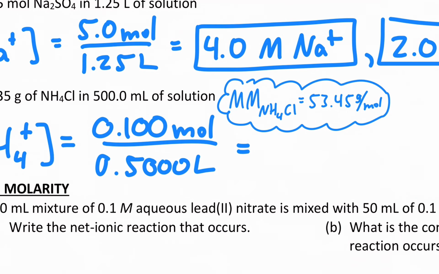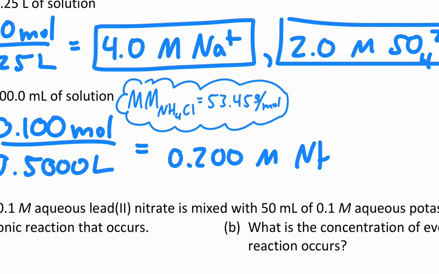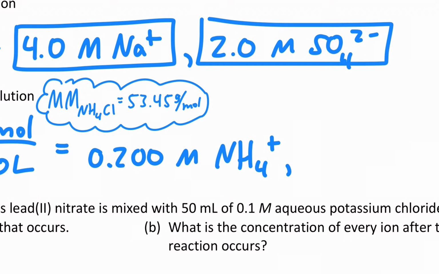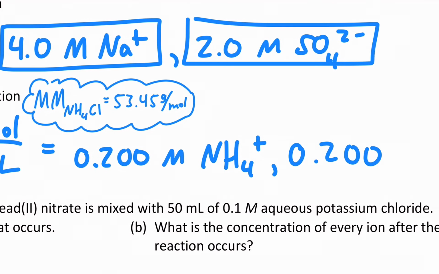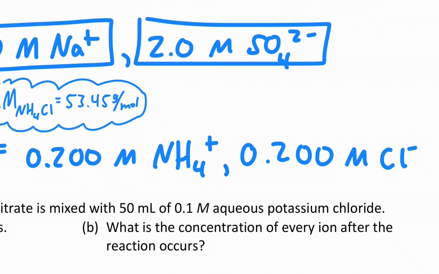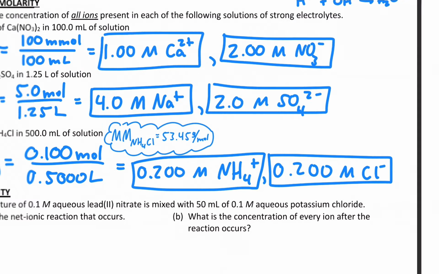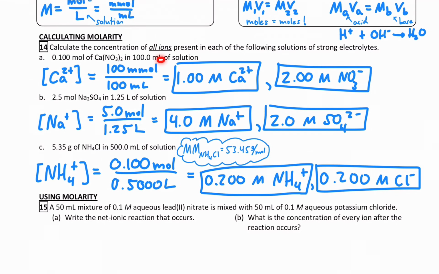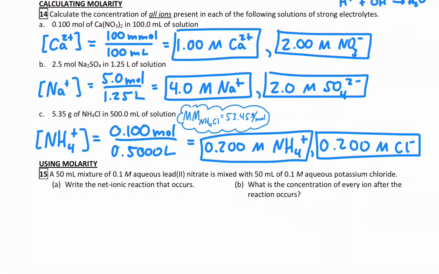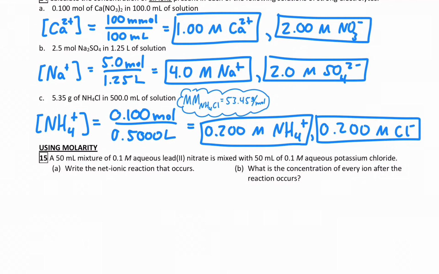So that's 0.2 molar ammonium. And it's 1-to-1 ammonium chloride, so it's also 0.2 molar chloride. And I am intentionally toggling back and forth between using millimoles, milliliters, and moles and liters, really just to show you that they both work. It's sort of a personal preference. Which one do you want to convert if they're not already given in milli or the base unit?